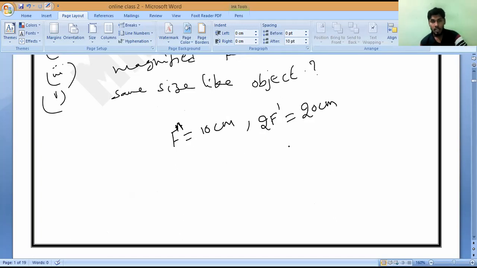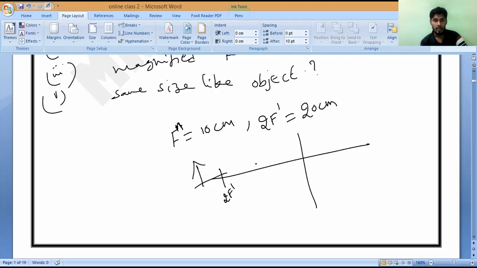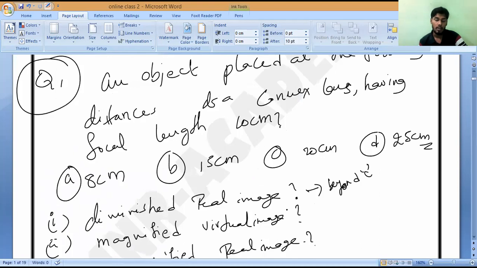If you want to get the real and diminished image, where should we place the object? Case number 5. Is it yes or no? Yes, sir. Place the object beyond 2F dash, then the image will form real, inverted and diminished. That is what you should remember. Here focal length is 10, 2F equals 20 and more than that means 25. Very good. So beyond 2F dash means option D, 25 centimeter.